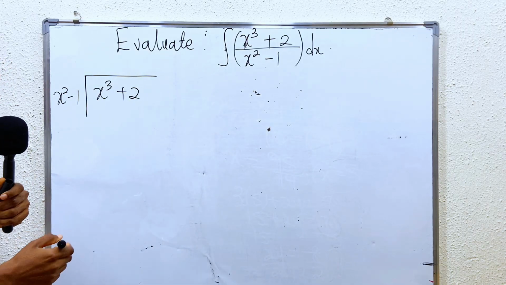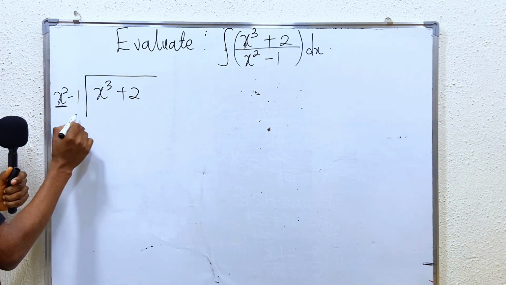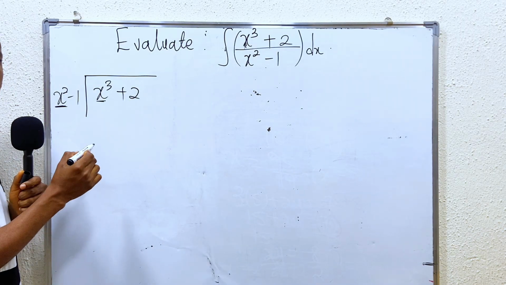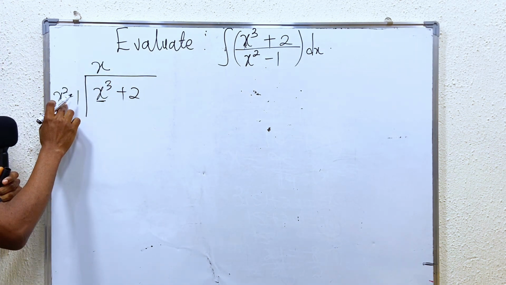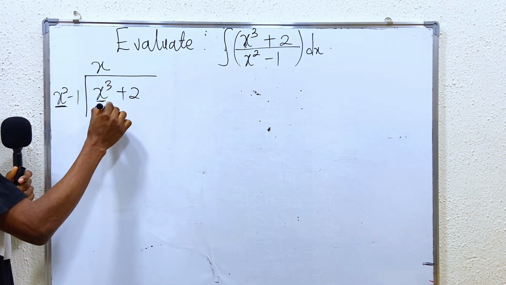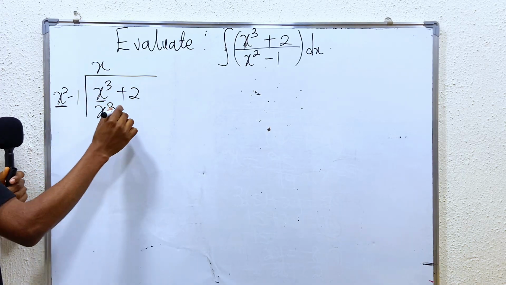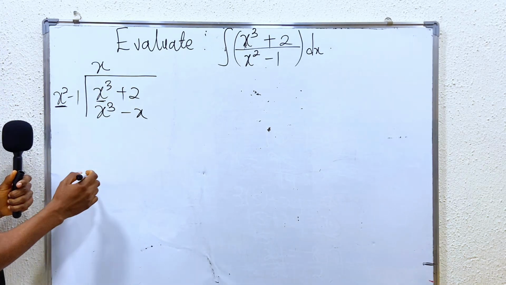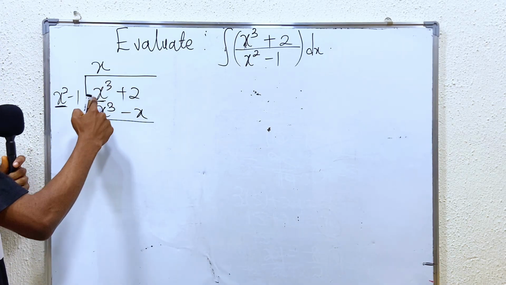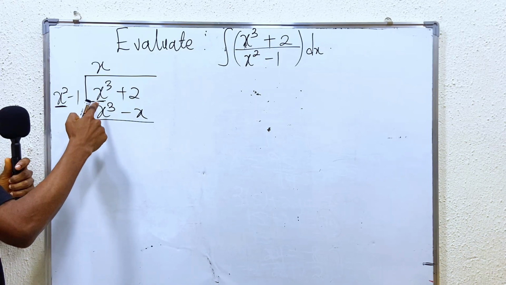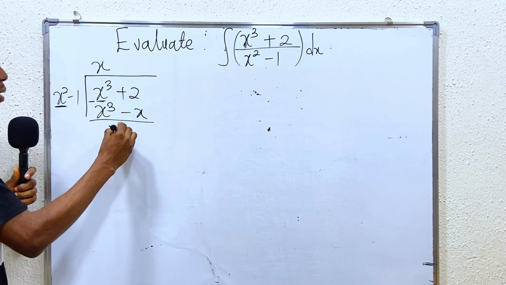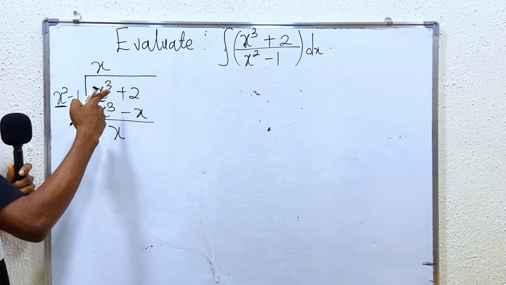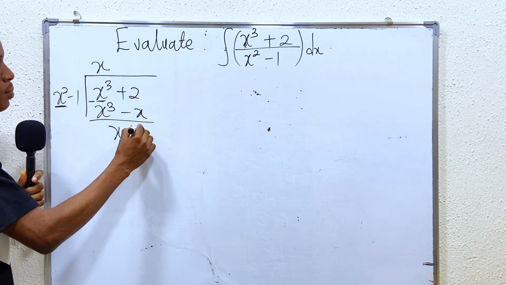So what do you observe? We use x squared to divide x cubed. If you do the division, you are having x. So x times x squared is now x cubed. x times 1 is minus x. Okay, so x cubed minus x cubed is 0. We have 0x minus minus x, which will now give you x. Then we bring down the 2, which is plus 2.